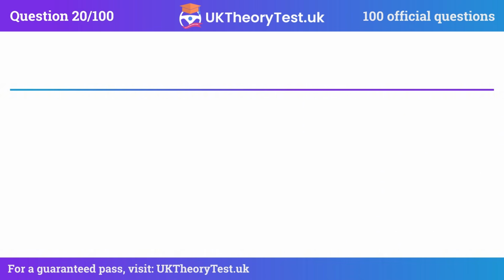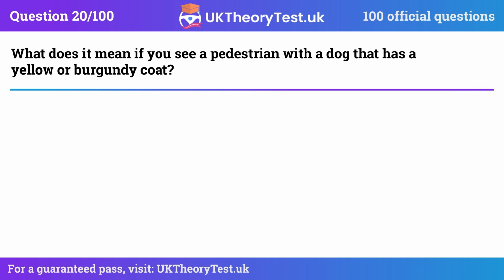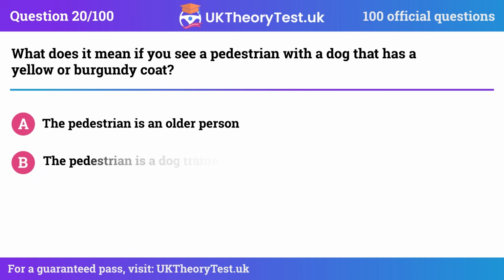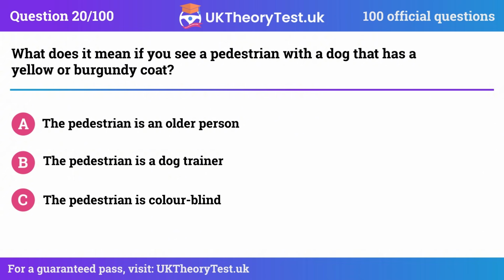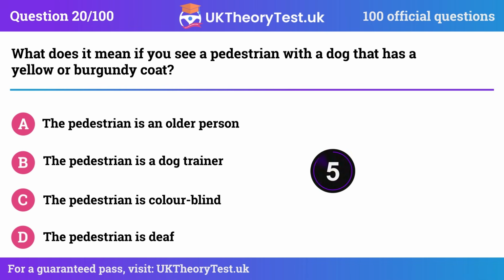Question 20. What does it mean if you see a pedestrian with a dog that has a yellow or burgundy coat? A. The pedestrian is an older person. B. The pedestrian is a dog trainer. C. The pedestrian is colorblind. D. The pedestrian is deaf.